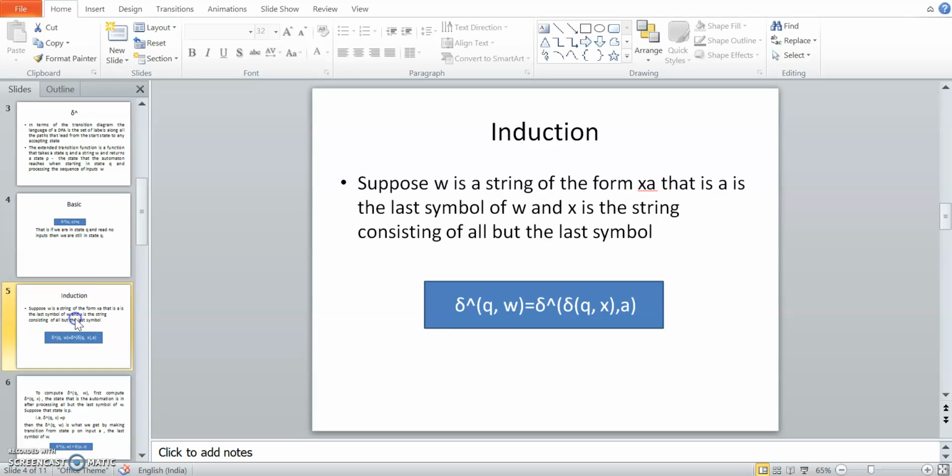Suppose now we have a string of any length, not an empty string. Then what will be the extended function? Suppose W is a string of the form XA, that means A is the last symbol of W and X is the string consisting of all but the last symbol. So delta of Q and W is equal to delta of the extended function of Q and X, and then for A. This is the way to calculate the extended transition function.